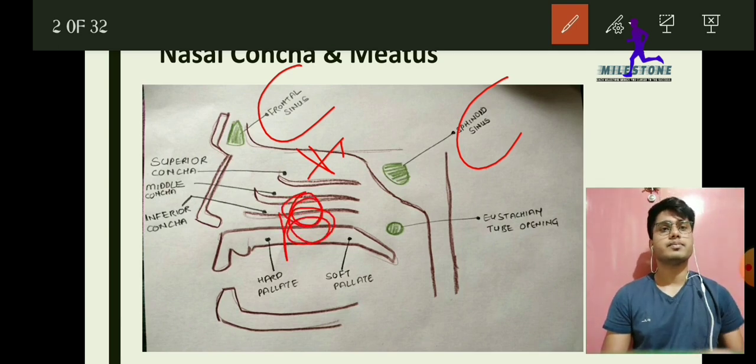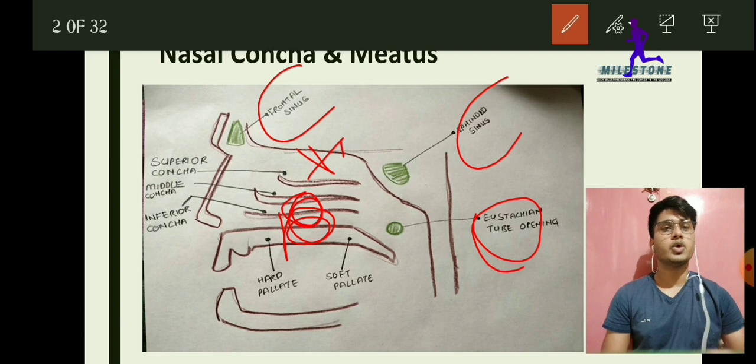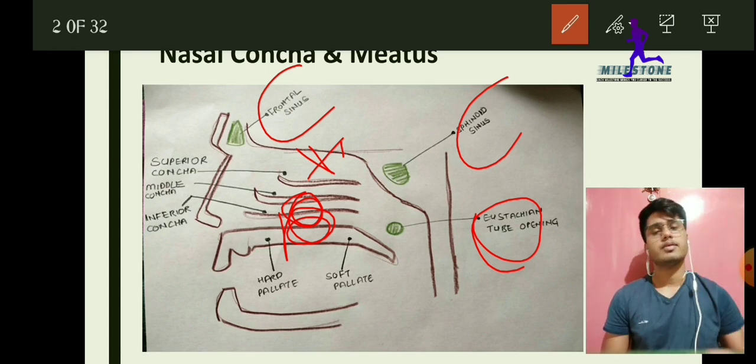sinus. Okay, and you can also make out the eustachian tube opening here, the tube which connects the middle ear and the pharynx, the tunnel. Okay, and here is the palate, and above the palate there is a structure of the nose.